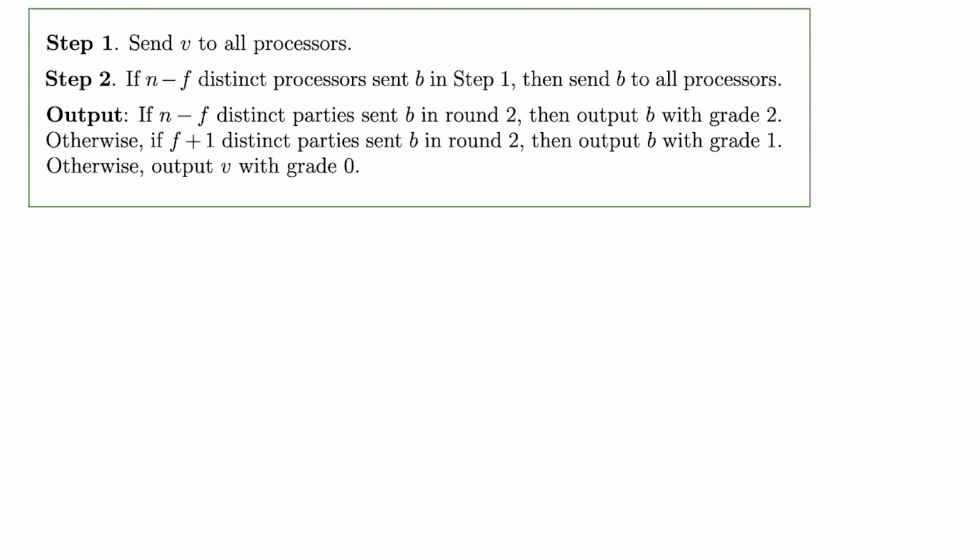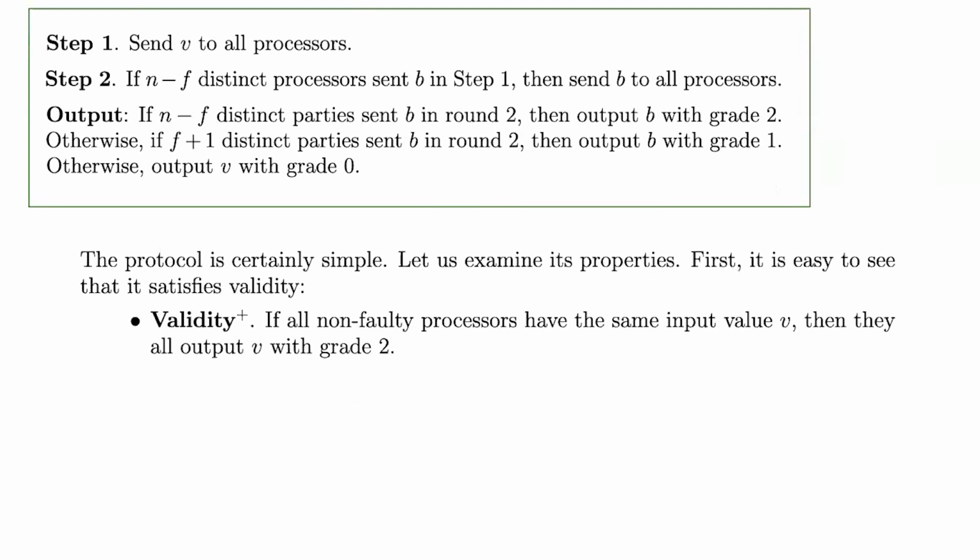There's the protocol, just put up at the top of the screen. So let's examine its properties. First of all, it's easy to see it satisfies a certain form of validity. If all non-faulty processes have the same input value v, then they're all going to output v with grade 2.